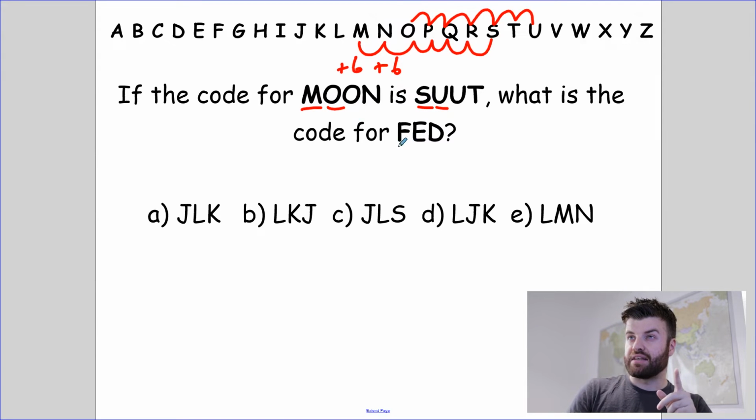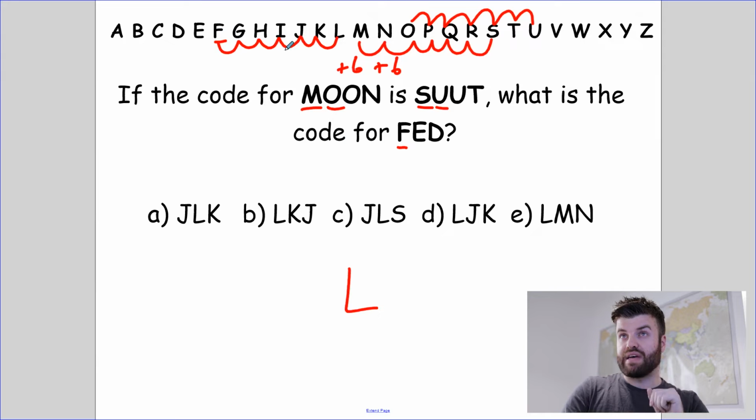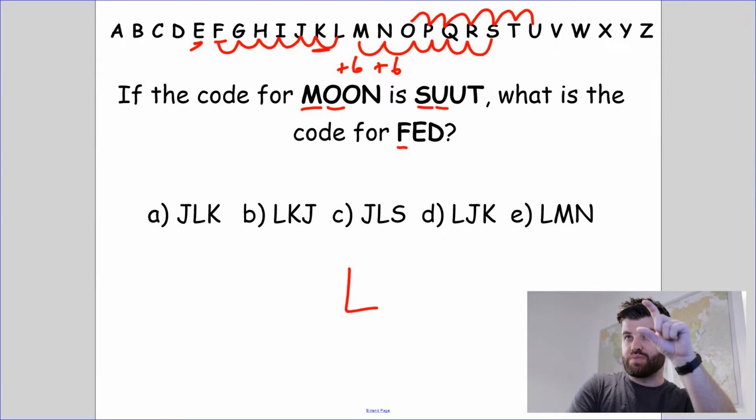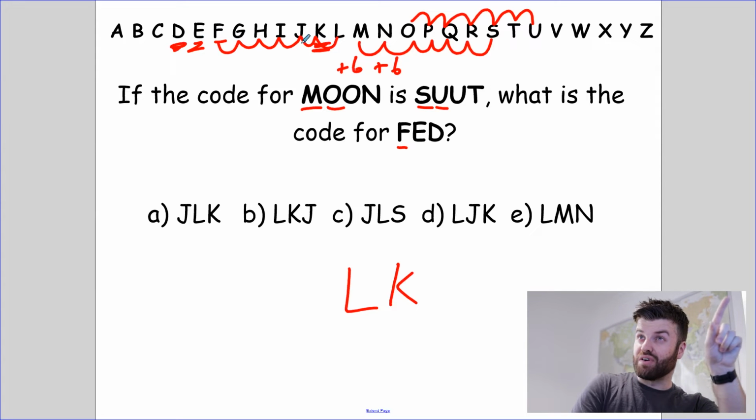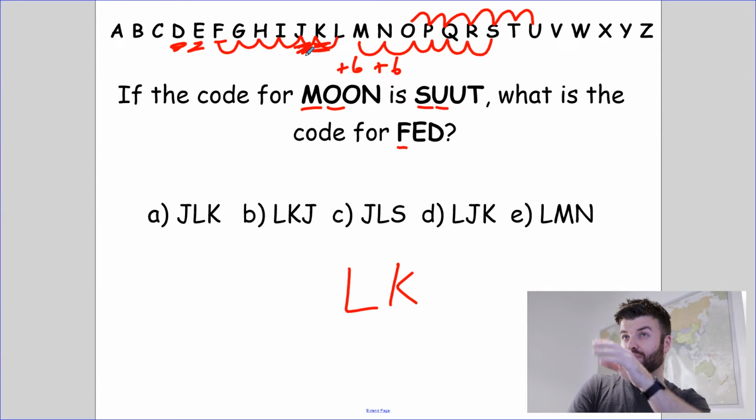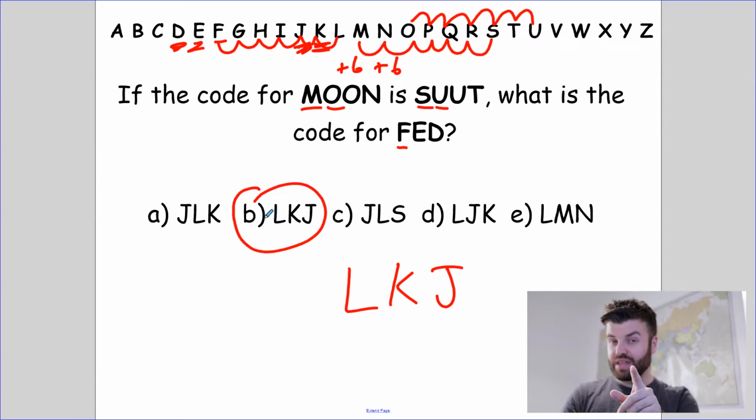Let's do the same to fed. So let's go to F, move them up 6 places. 1, 2, 3, 4, 5, 6. We have an L. Our code starts with L. Same with E. Well, we know E is 1 across, so our answer should be 1 across from L. In fact, we can do this quickly. It's going to be a K, isn't it? And then the same for D, 1 further across. So we're going to move 1 further across up the alphabet and we're going to get a J. L, K, J. Let's check it's there. And it is, it's B. Work systematically, count the jumps. It's going to help us on our next couple of question types too.